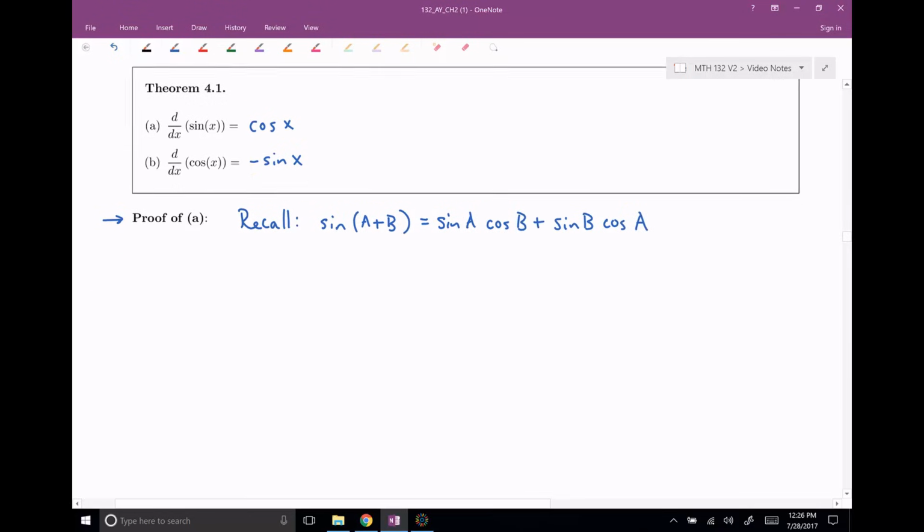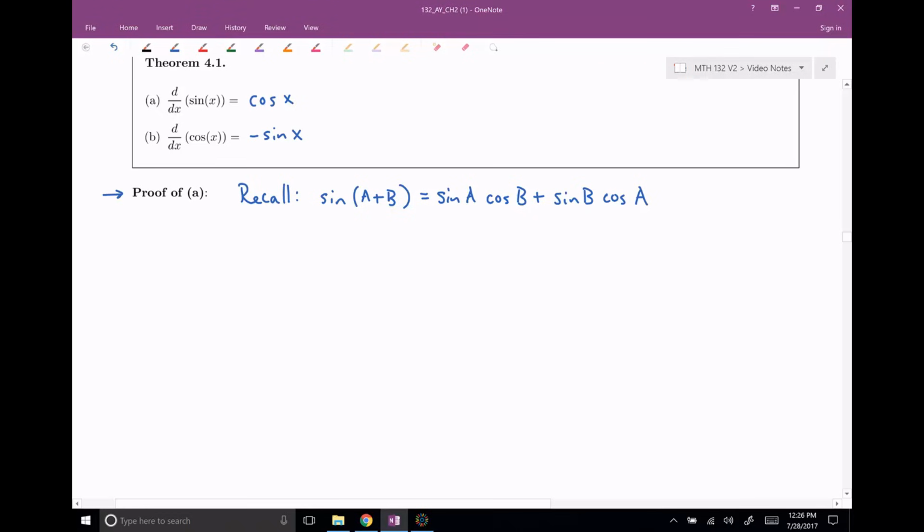With this, the claim is I can get pretty far into my proof. Again, I want the derivative of sine of x. Well, I don't know any rules or tricks to evaluate this, so I need to fall back on my definition of the derivative. This is the limit as h goes to 0 of sine of x plus h minus sine of x, all divided by h. That is the definition of the derivative.